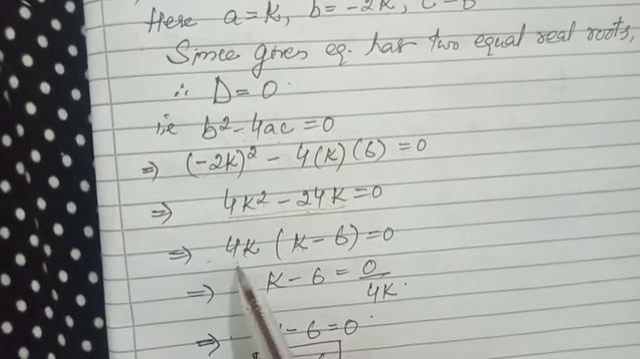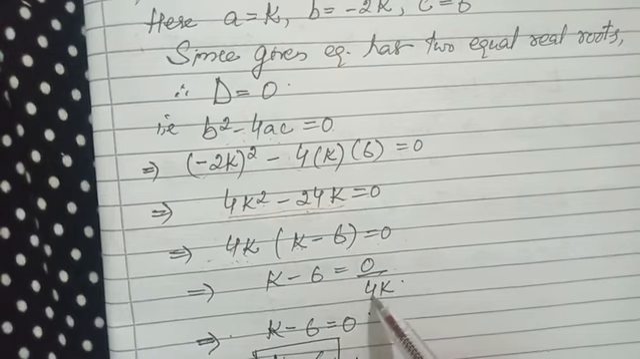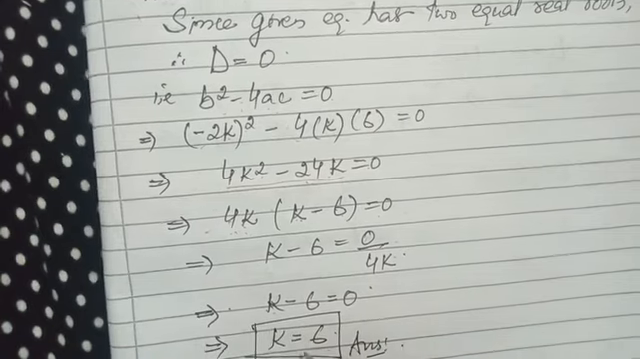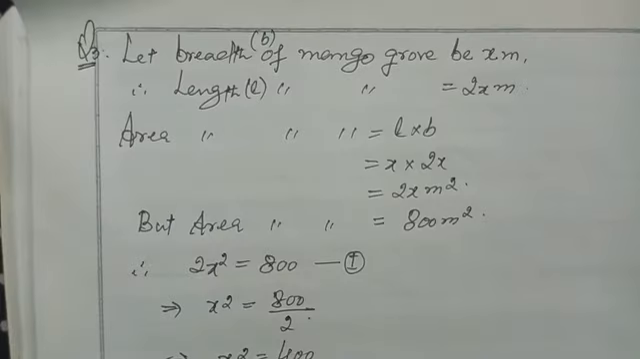Equal to 0. Now I will transpose this 4k to the right side. It will be written in the denominator, 0 by 4k. It is 0. So k is equal to 6. This is the answer of this part.